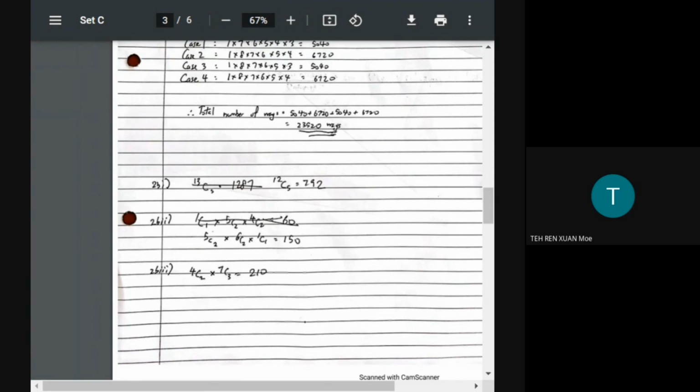So 2B3, the committee must consist of 2 women and 3 men, in which a particular woman is not in the committee. Since 1 woman is excluded from the committee, the total number of options for women will be 4. So 4C2 times 7C3 equals 210.